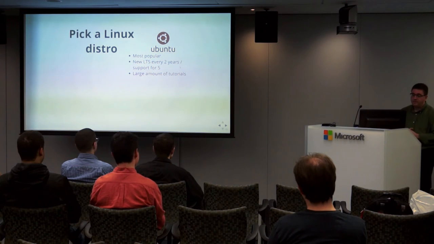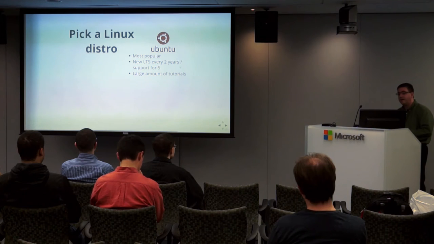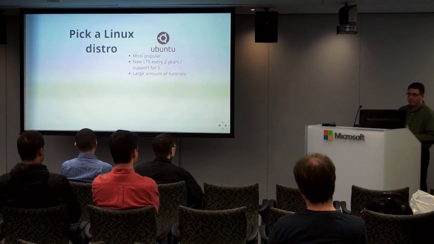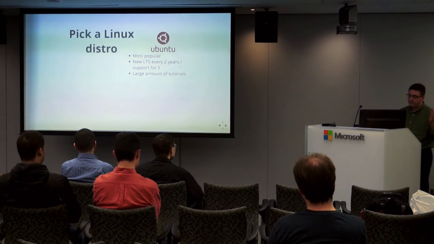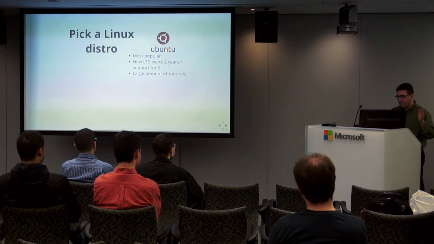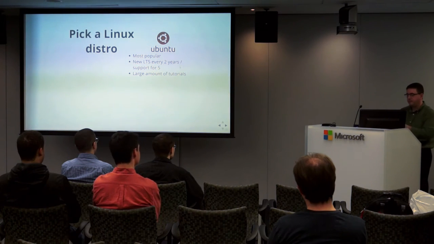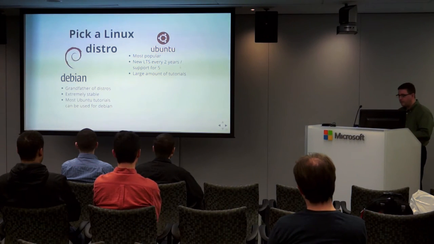But what they do with every other .04 release is make it a long-term support release, which means this one has support for 5 years, and they refresh those every two. So 14.04 is the previous release. That's Trusty, I forget the handle. Trusty is available for another 3 years of support. So that means there's also an overlap between one and the other. And like I said, tons and tons and tons of tutorials.